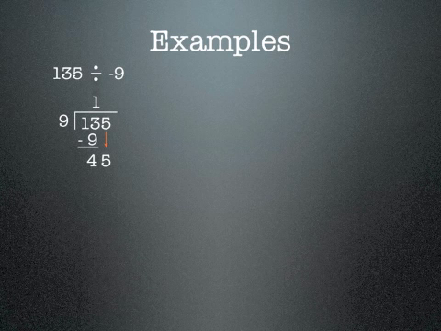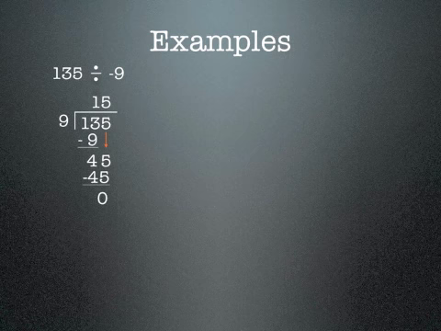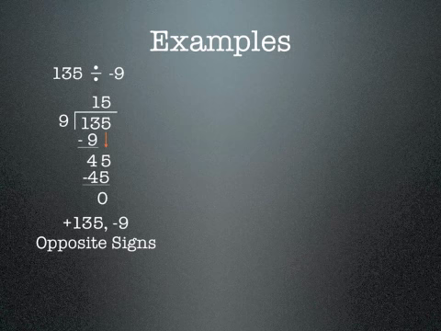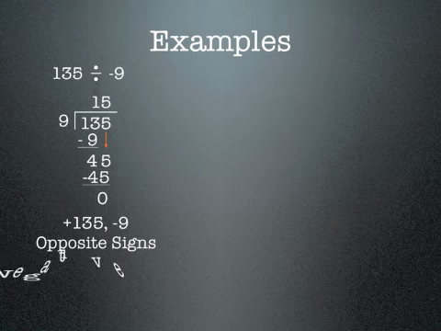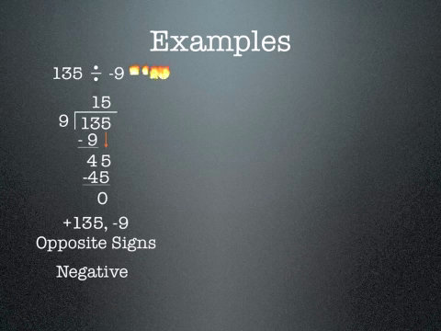And 9 goes into 45 5 times. 45 minus 45 will give me 0. So I got my solution of 15. Now I just need to check the sign. Since I have a positive 135 and a negative 9, those are opposite signs, which means my answer will be negative. So 135 divided by negative 9 equals negative 15.